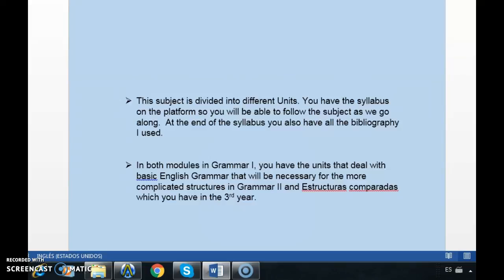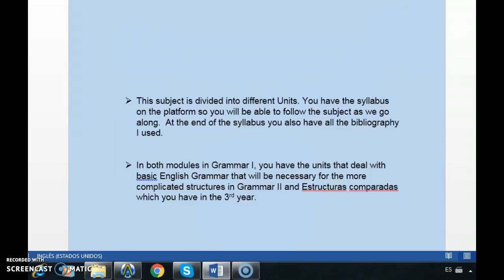The subject is divided into different units. On the platform you have the syllabus that we will be using throughout the semester, so you can follow the subjects as we go along. At the end of the syllabus you also have all the bibliography that I used. You don't need to have or buy any special grammar book.